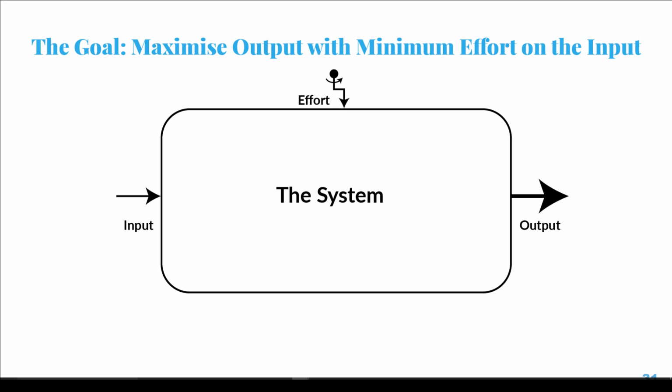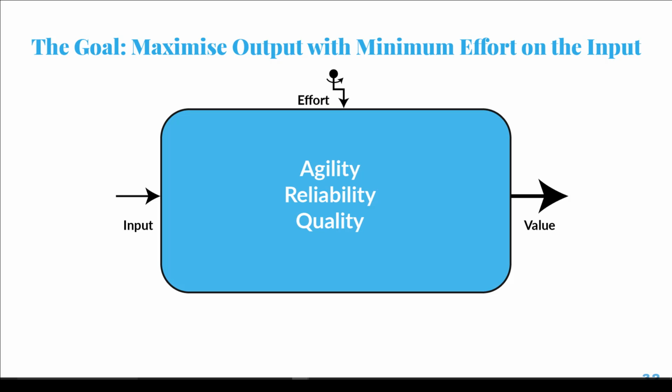Since TOC is about managing systems, let's now take a closer look at systems. At the most basic level, all systems apply effort to inputs to turn them into outputs. What we would all like to see with our value creation engine is to maximize the output with the least effort on the inputs. It's the very definition of productivity. Maximizing productivity of our value creation engine means we can be more responsive, deliver to our promise, and ensure a quality outcome.